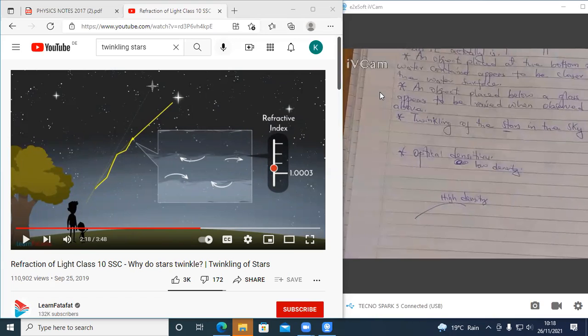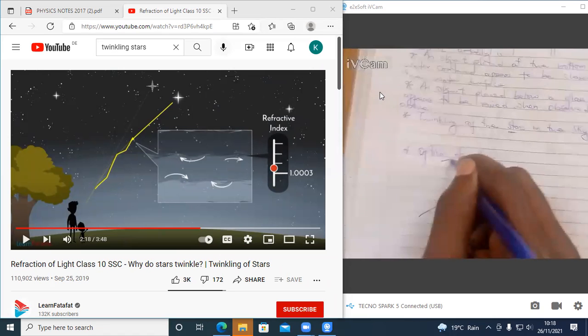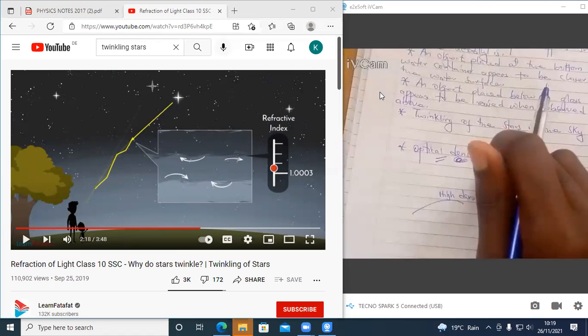Okay, that's not the exact position. But what we are seeing is due to refraction. It appears to be close, but it's very far. And the actual position is not the same as the one we observed. That is the twinkling we are talking about. What is causing that is the difference in optical densities.